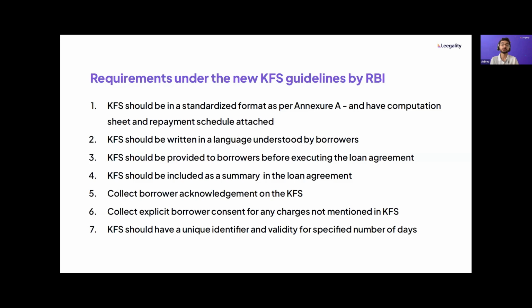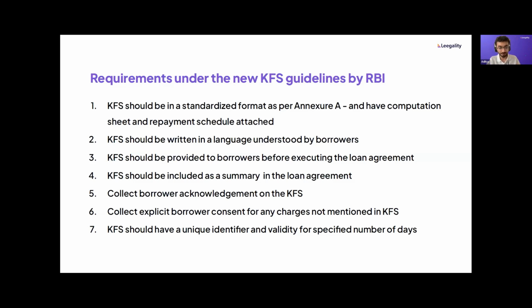KFS should be provided to borrowers before executing the loan agreement. KFS should also be included at the beginning of the loan agreement as a summary, and the lender must collect a clear borrower acknowledgement on this KFS. Lenders cannot now make any change to the financial conditions of the loan unless they take explicit consent on a fresh KFS with the borrower. And of course, the KFS should have a unique identifier. So these were the 7 key operational things, right?